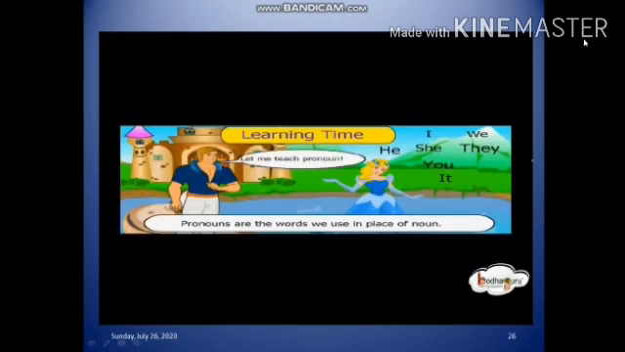Learning time. Let me teach you pronoun. Pronouns are words which we use in place of noun. We know that nouns are the names of person, object, place, animal, etc. There are many pronouns like I, you, he, she, we, they, etc.